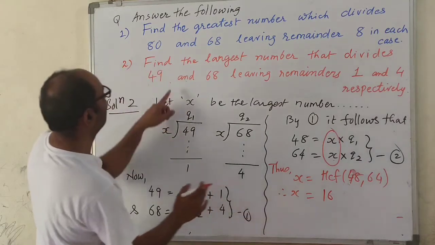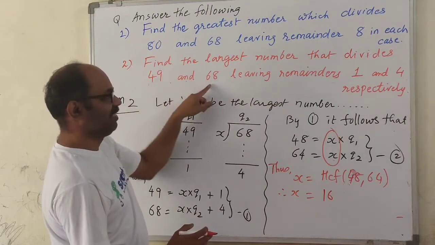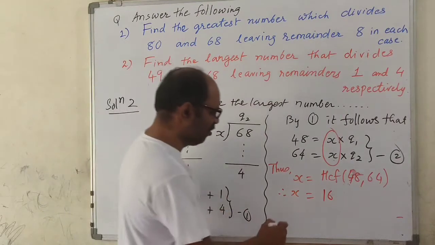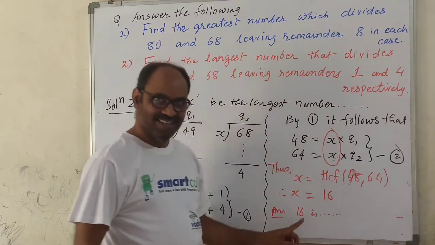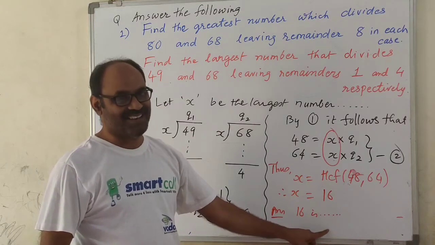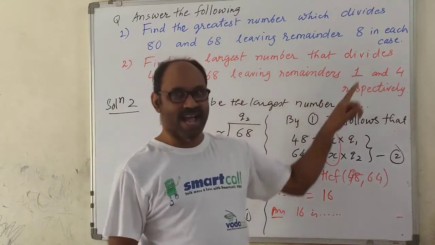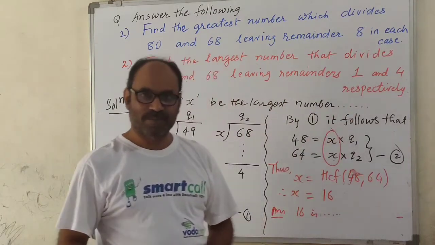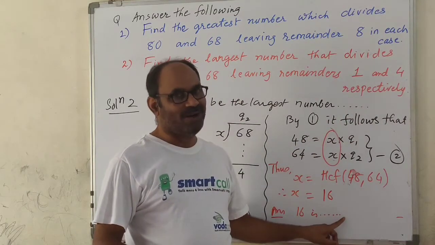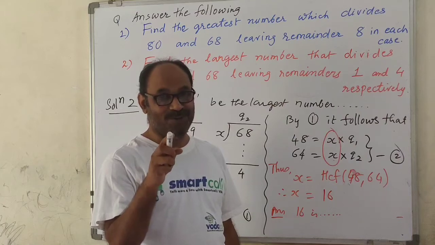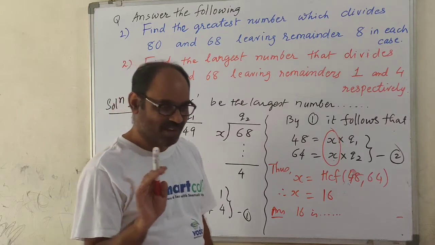The largest number which divides 49 and 68, leaving remainder 1 and 4. So you may write the answer. 16 is the largest number which divides 49 and 68, leaving remainders 1 and 4 respectively. The dots are only for me and not for you. You have to write completely. Got that? Okay.